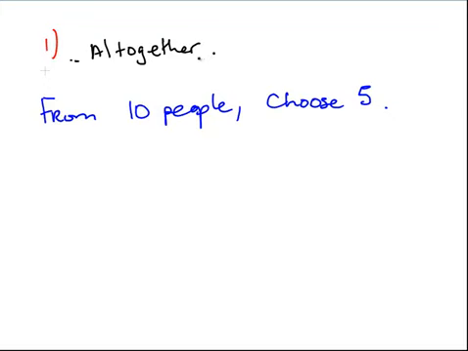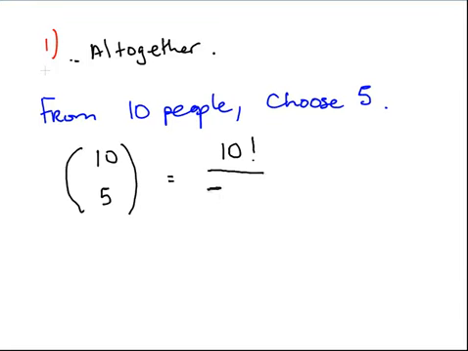So there's no gender breakdown, there's no constraints whatsoever. We have 10 people. How many ways are there altogether of choosing 5? So from 10 people, choose 5. So that is 10 factorial. This is the choose operator, binomial coefficients. So 10 minus 5, so 10 factorial over 5 factorial, and 10 minus 5 is 5 also, so 5 factorial again.